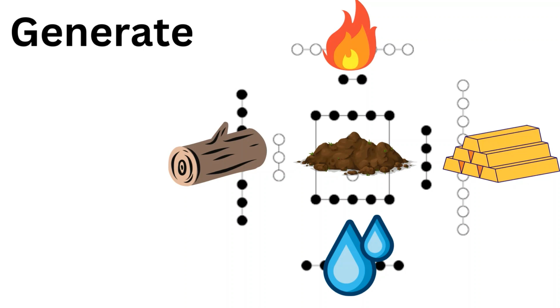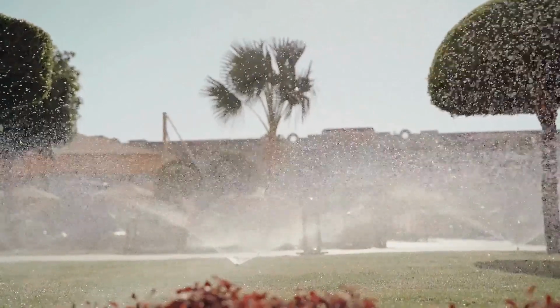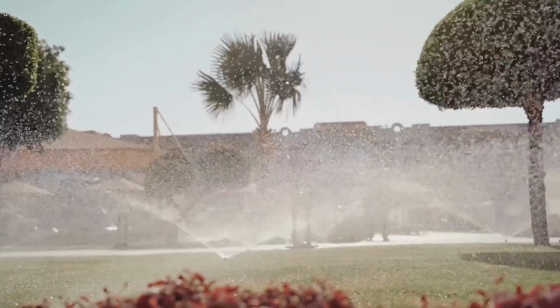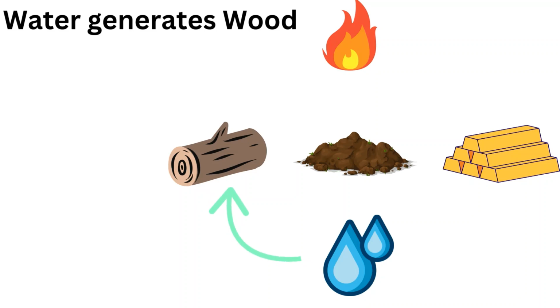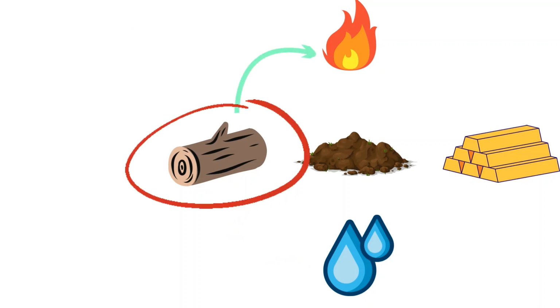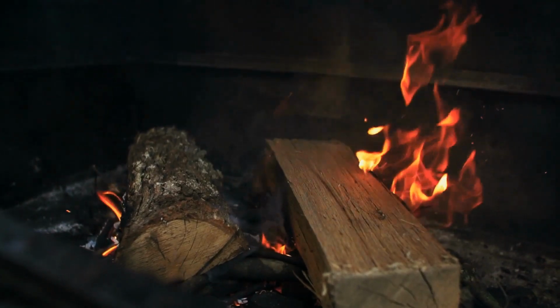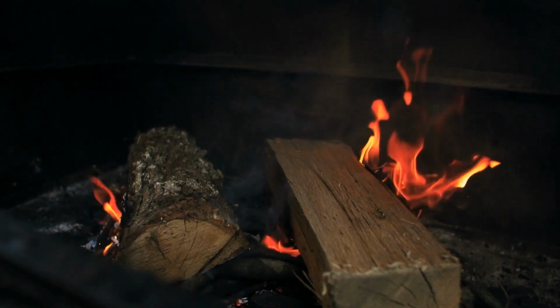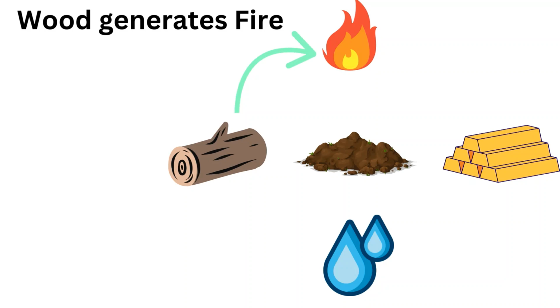Let's take a look at the generate perspective. First, we start with water. Water is an element that nourishes trees and plants. It promotes the growth of flowers, vegetables, and crops. Thus, water generates wood. How about wood? Wood is an element that feeds fire. Wood produces fire. It stimulates fire. That's why firewood is called firewood. Thus, wood generates fire.